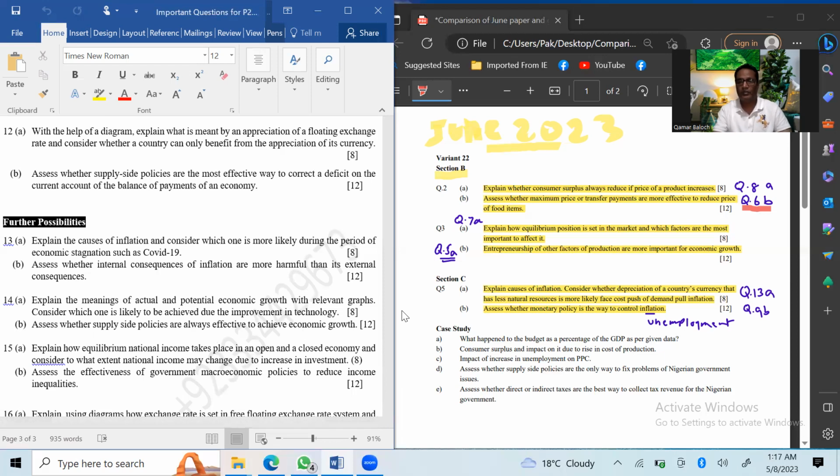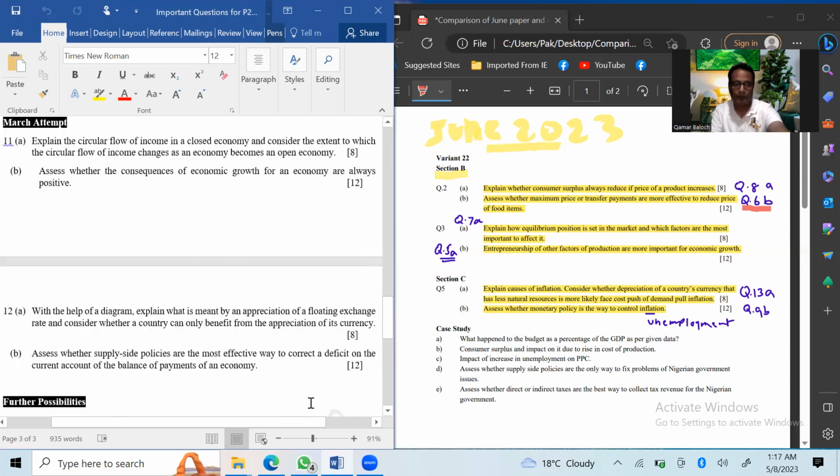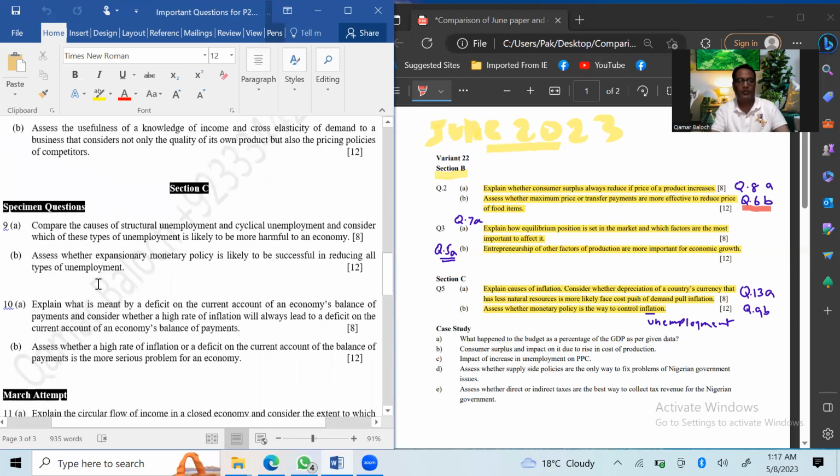However, instead of inflation, in that guess paper the target was unemployment, not inflation. So the points are exactly the same and everything is the same. Now you just have to focus on inflation instead of unemployment. So question number 9B was: assess whether expansionary monetary policy is likely to be successful in reducing all types of unemployment. So this question, monetary policy, was focusing on controlling unemployment, and the examiner has just changed one word: instead of unemployment, it is basically focusing on inflation.